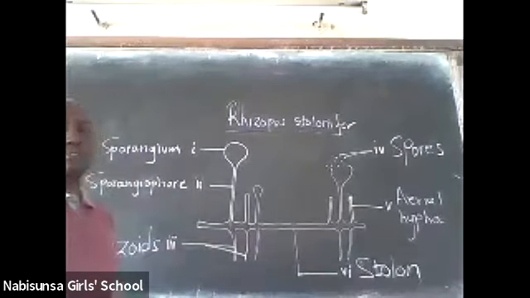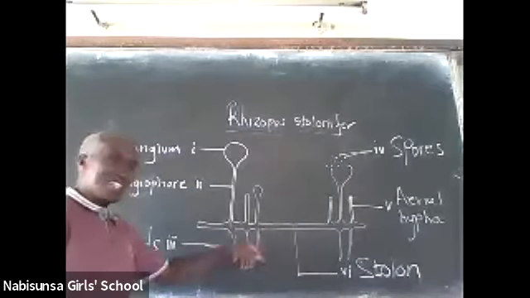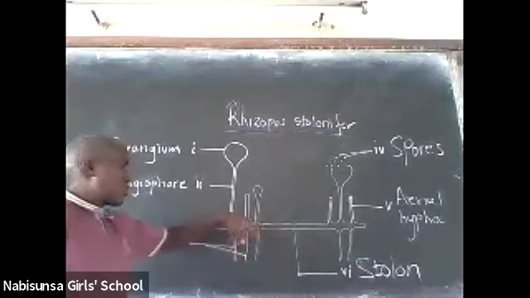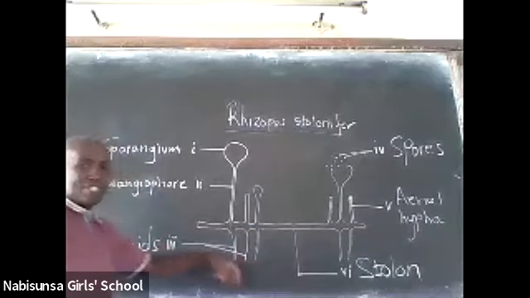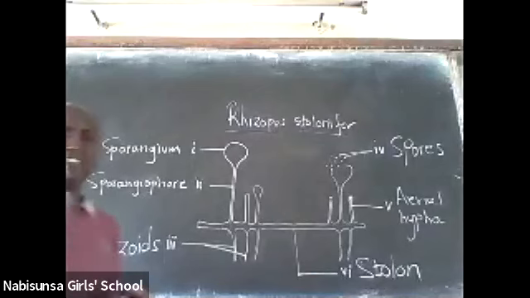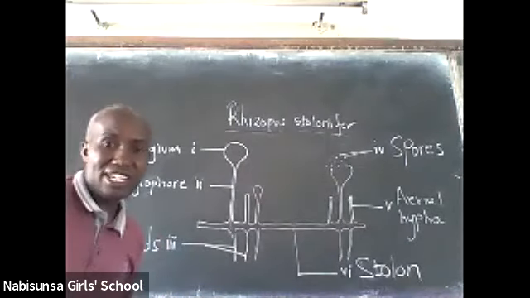The ones that grow into the bread, these ones here, you can see them growing downwards. They're like roots. The ones that grow into the bread are the ones we are calling the rhizoids. They are just like the roots.